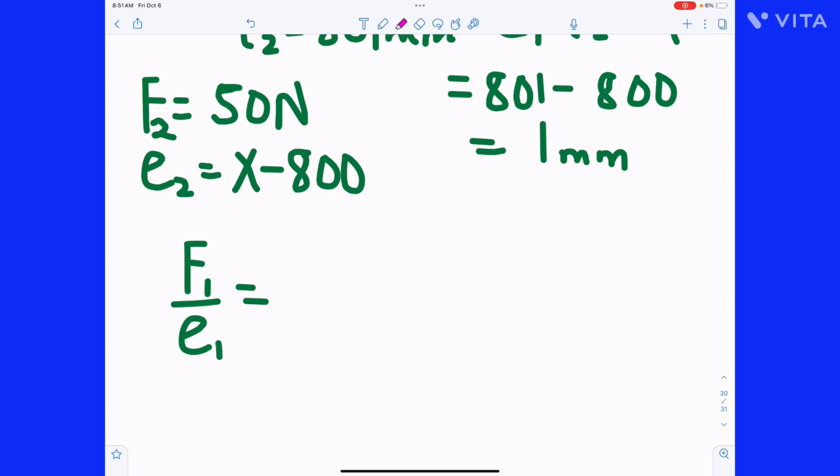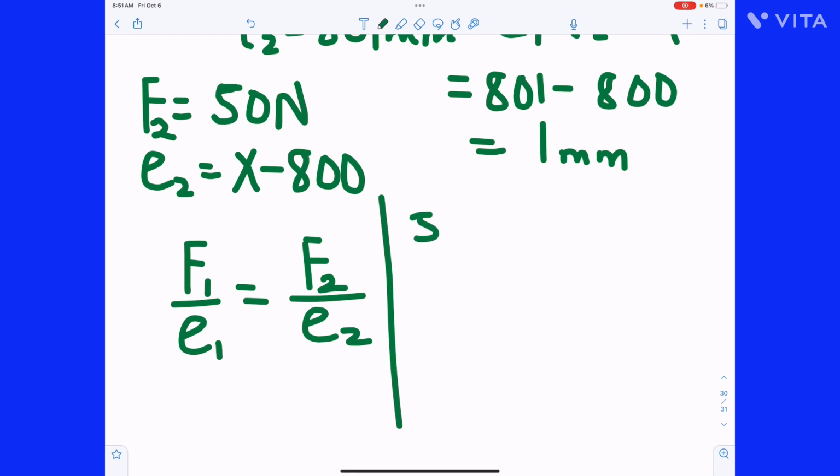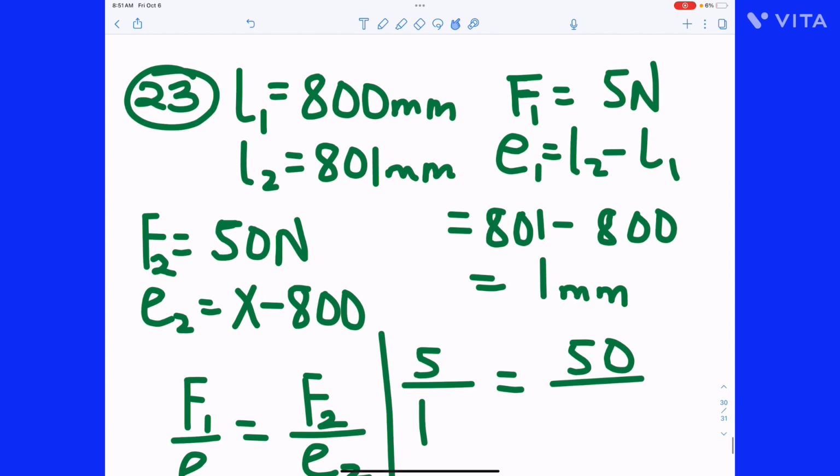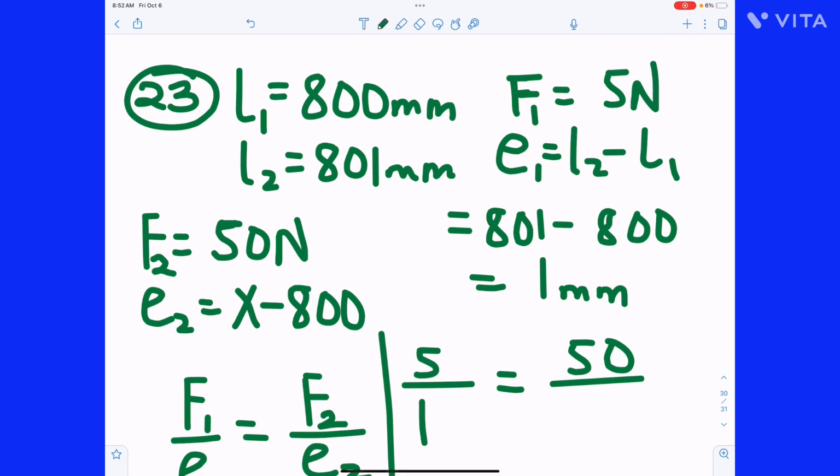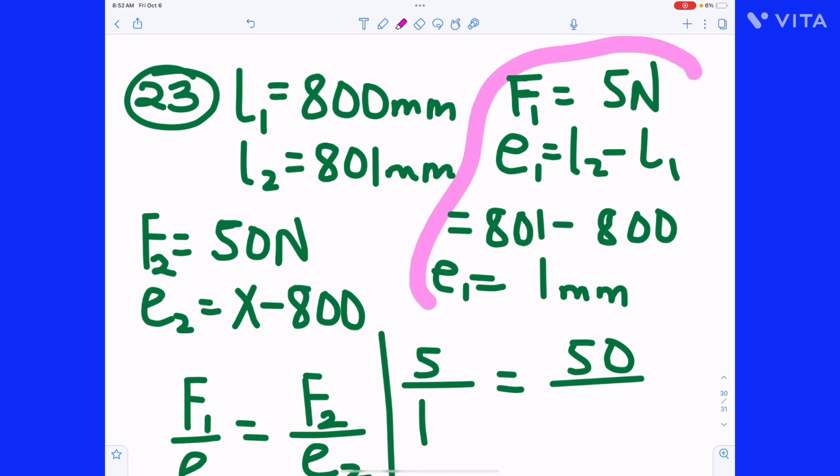Using F1 over E1 is F2 over E2, what does that give us? That will give us 5 newton over 1 millimeter is equal to 50 newtons over E2. We said here that 5 newtons produced an extension of 1 millimeter. E1 is 1 millimeter. Sorry, I said 50.